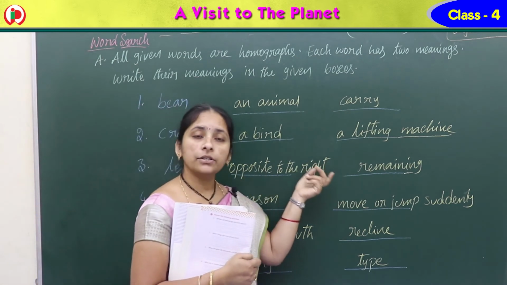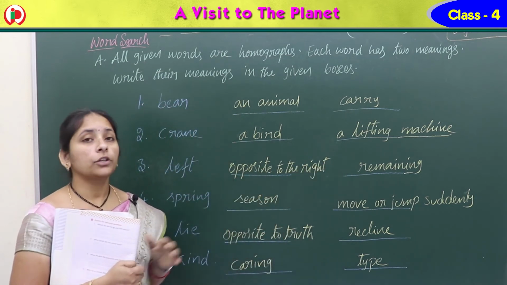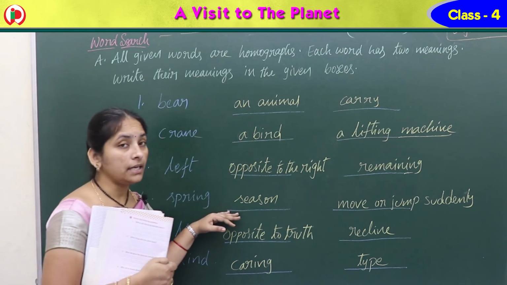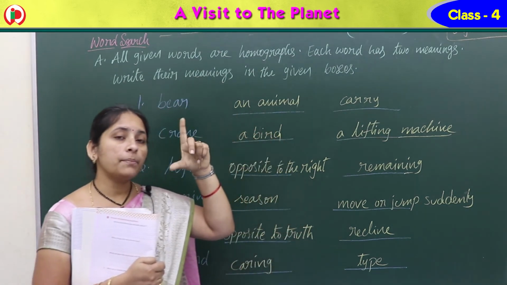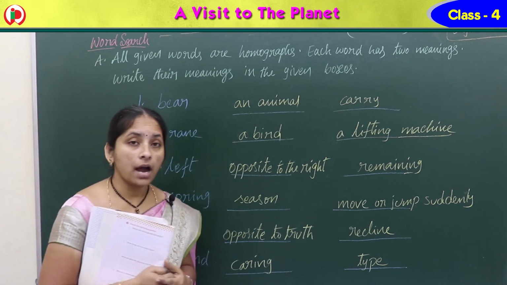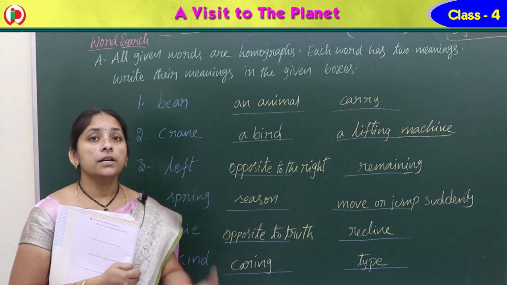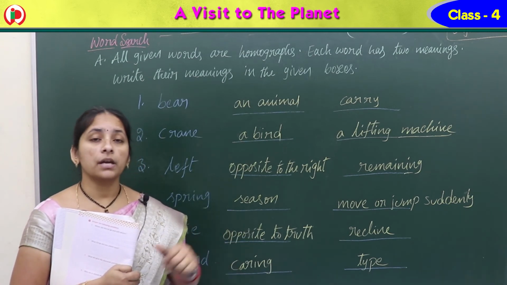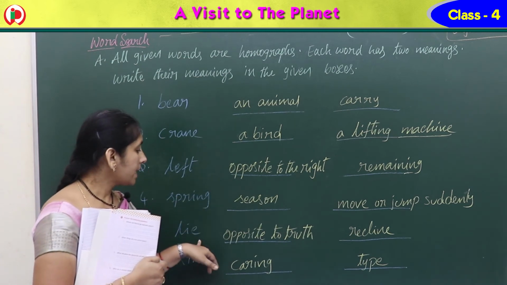Right. Opposite to right. And another one is remaining, so leftover books, leftover work. You do it. And spring. Spring is the main important season. And one more is moving, move or jump suddenly. So, very fast it jumps like that, spring. Even our bikes and cars have a spring under the seat when we sit. It moves whenever we have the ups and downs on the road. So, the spring moves.